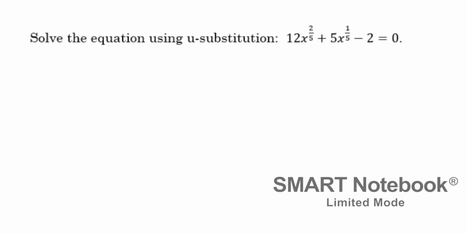So that's some good review from the beginning of Unit 8A. Last but not least, solve the equation using U-substitution. This was in Unit 8B. U-substitution is going to be handy for calculus, and this equation at first looks very confusing. Here would be my suggestion.